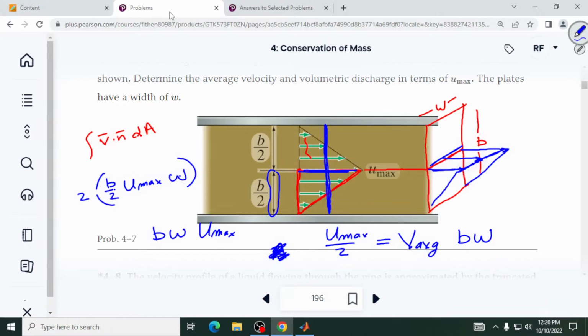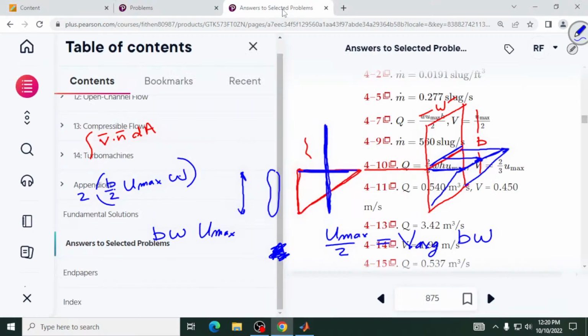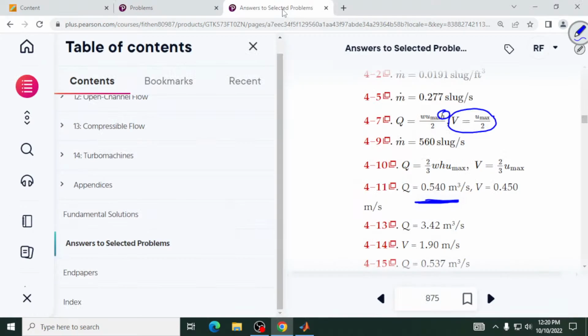Is it 2 times B over 2? Yeah, the only thing I can think of is maybe that. But we know the bulk, the average is going to be that.